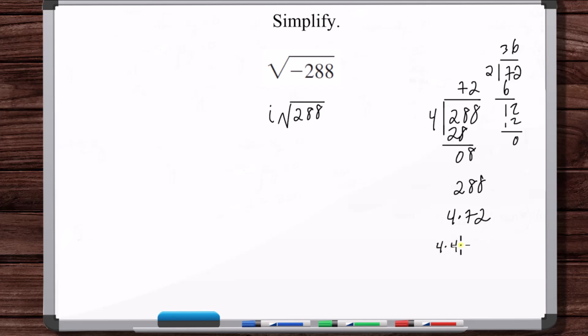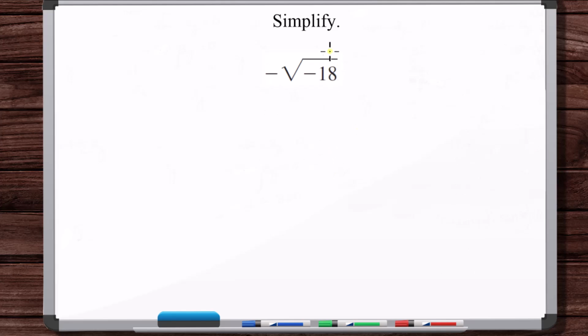So we've got 4 times 4 times 18. 4 times 4 times 3 times 3 times 2. Okay, so we can take out a 4 and we can take out a 3. So we've got 12i root 2. And there you go.